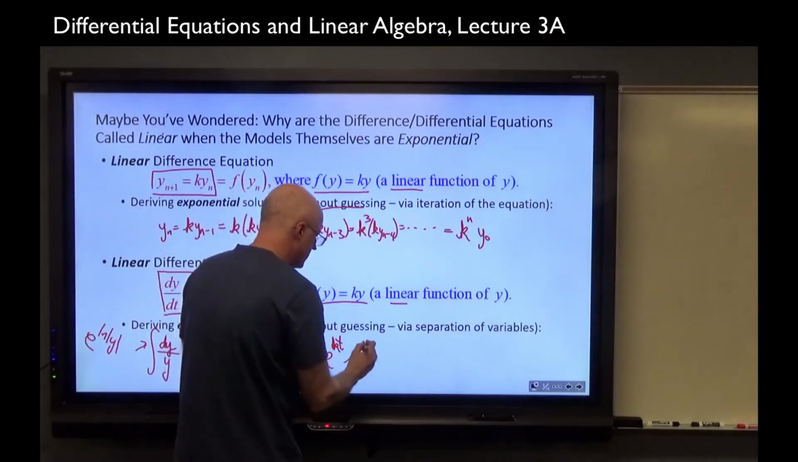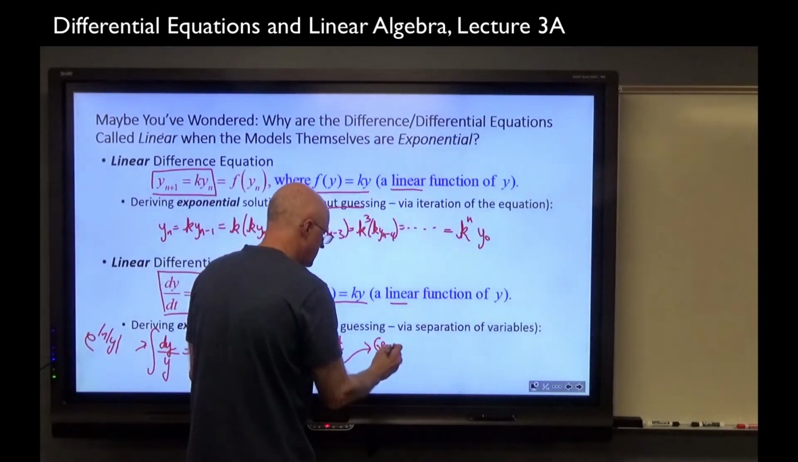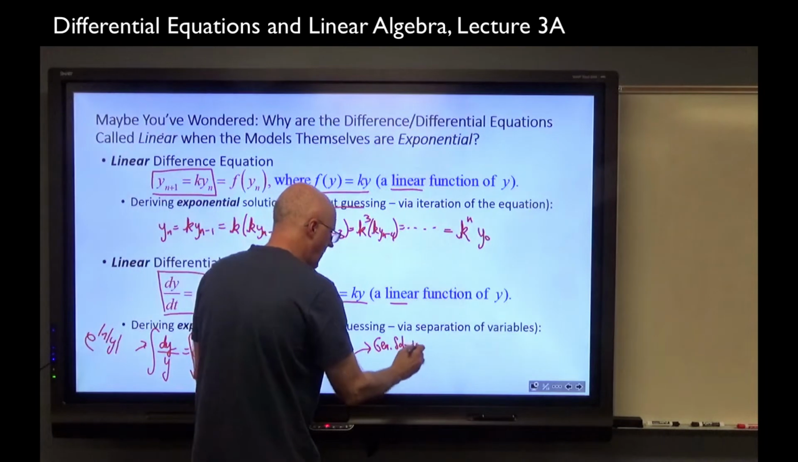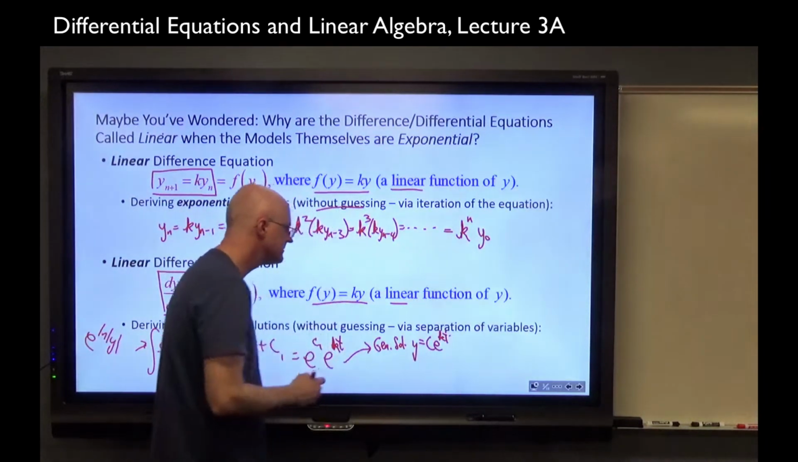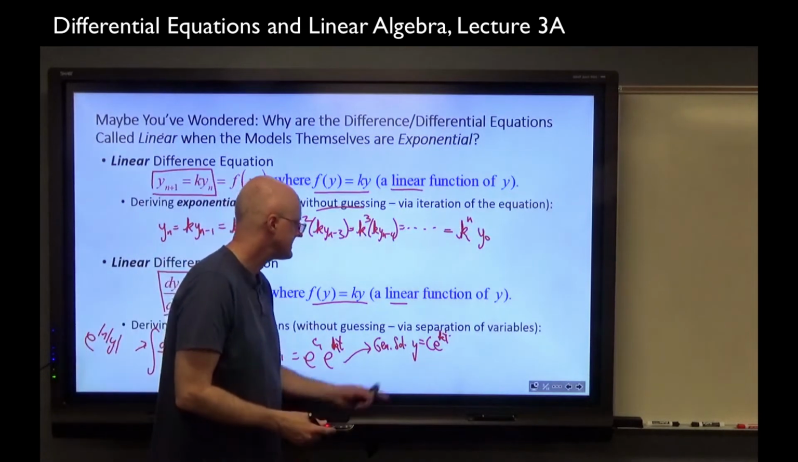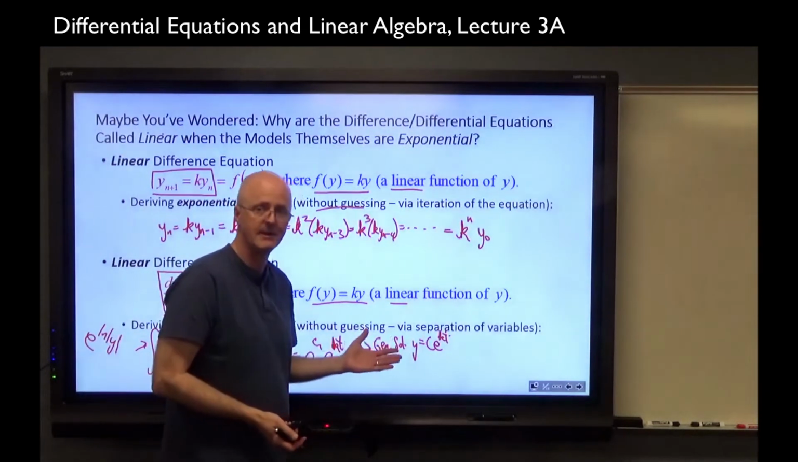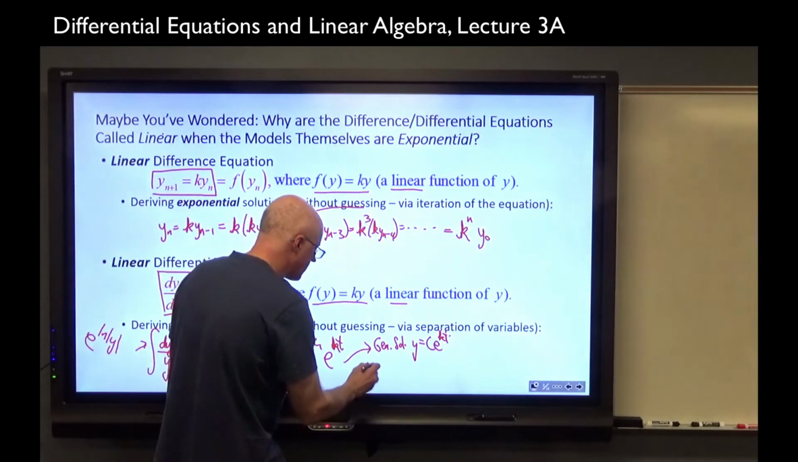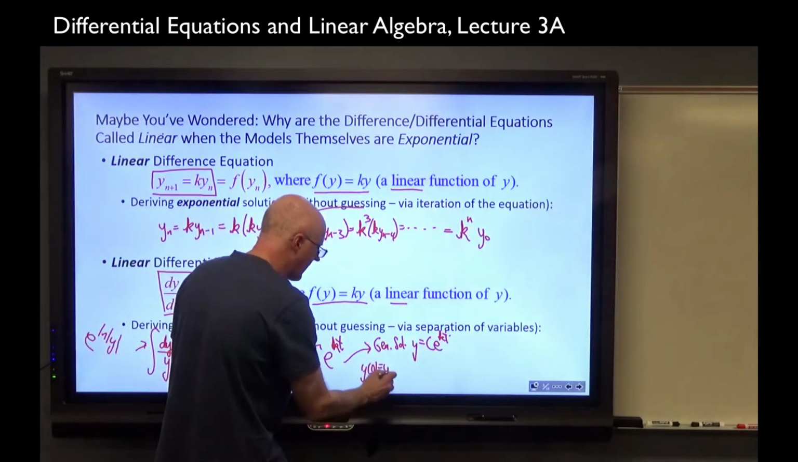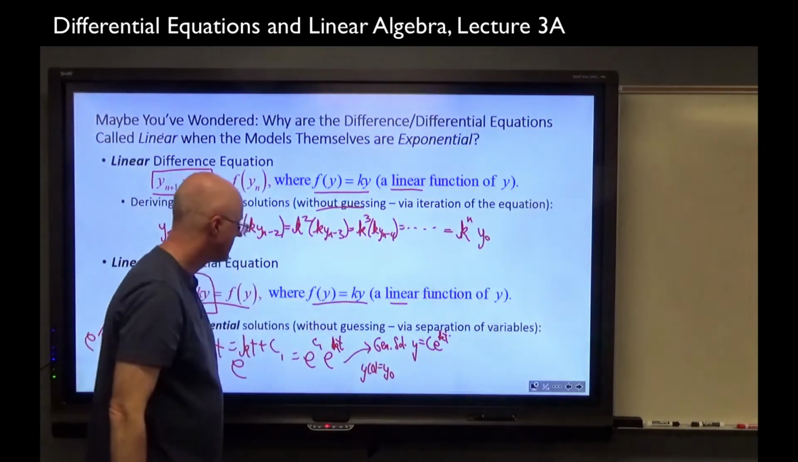To get a general solution, y equals c e to the kt, where c can be any number. c is arbitrary. This represents infinitely many answers. If I have an initial condition, y of 0 equals y sub 0. Here I am using a subscript just like I did up there.